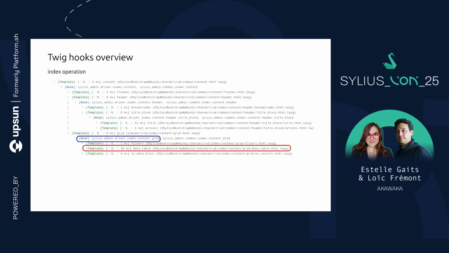In the Symfony web profile page, we can see all the twig blocks, so it's easy to debug. Here is the twig hooks list. Just have a look at the hook named in the blue color, sylius_admin.driver.index.content.grid in blue color. This grid hook contains the data table block, which is currently a template, but we will need to change that. We are going to replace that data table block to use our component instead, as you can see, in red color. Now, how are we going to do it? Replace that block.